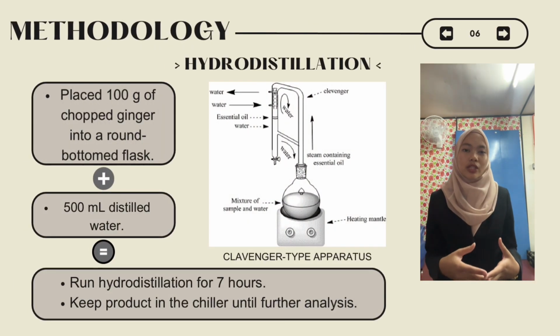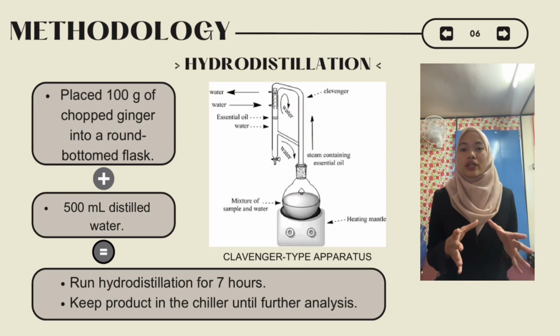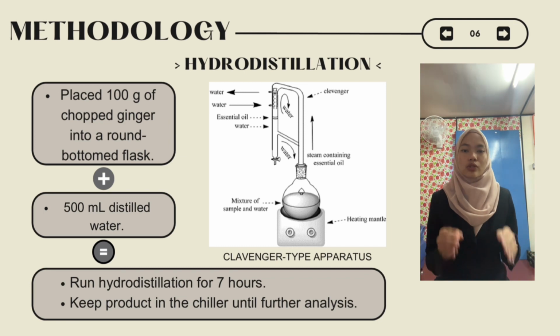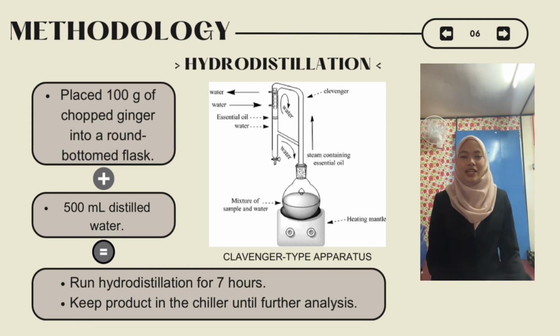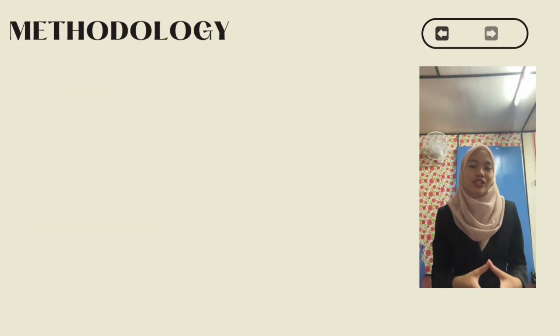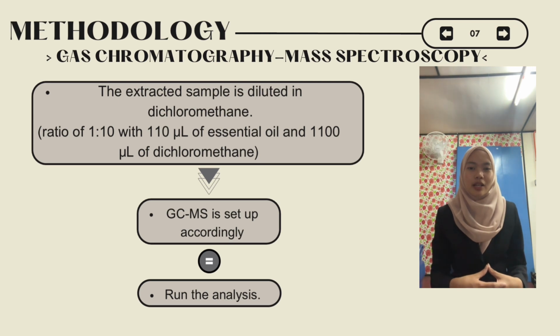Moving on to the methodology of hydrodistillation. 100 grams of chopped ginger are placed into a round bottom flask and 500 ml of distilled water is added into it. The hydrodistillation process is run for 7 hours straight and the essential oil collected is kept in the chiller until further analysis. For gas chromatography mass spectroscopy, 110 microliters of essential oil is diluted into 1,100 microliters of dichloromethane. The instrument was set up accordingly before running the analysis.